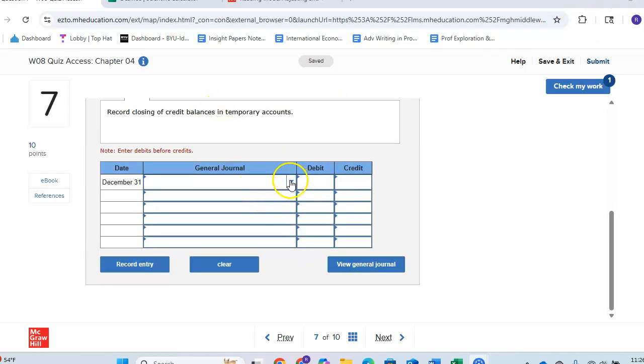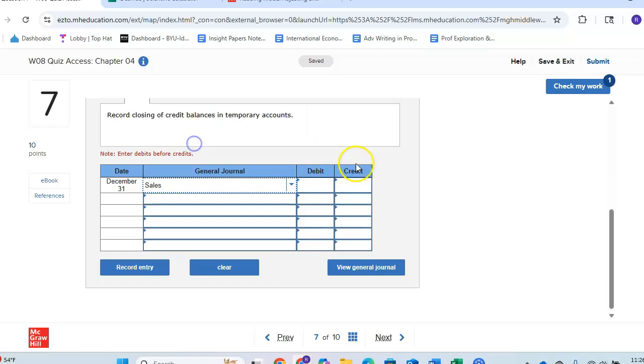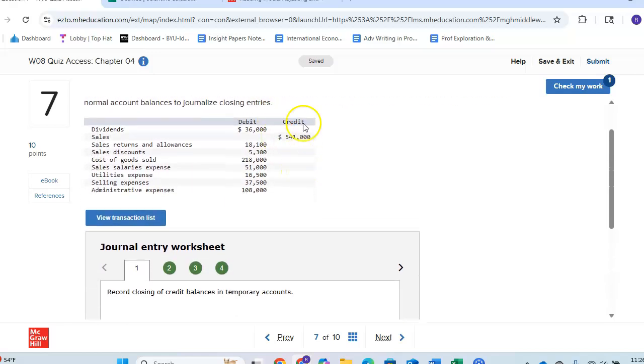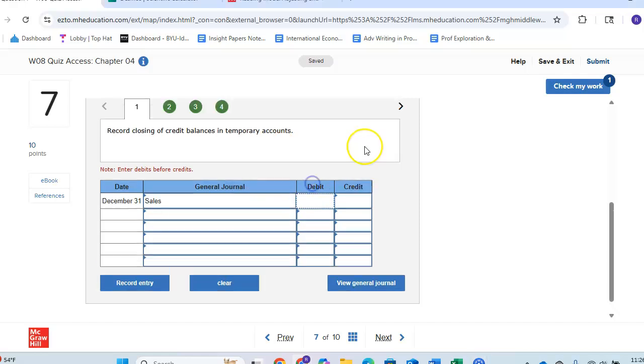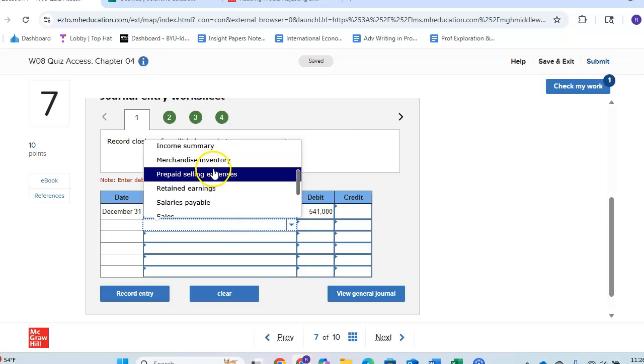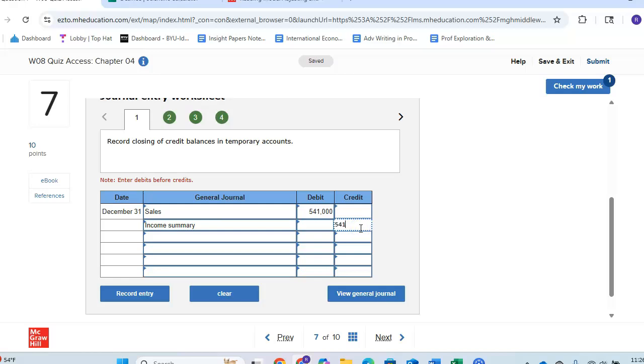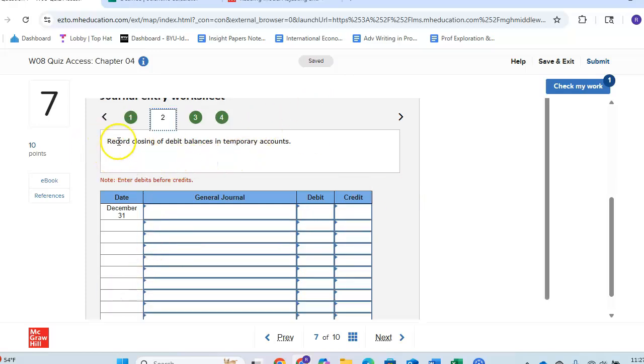So we'll go in and debit sales, because when we're closing, we're going to do the opposite. So sales has a credit amount, so we're going to debit it to close it. So we debit sales for 541,000, and we'll put that 541,000 into the income summary by crediting income summary, because income summary has a normal credit balance. We record that entry.